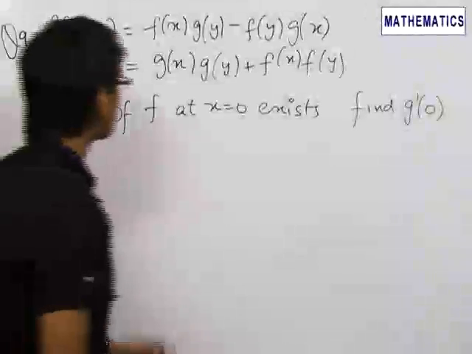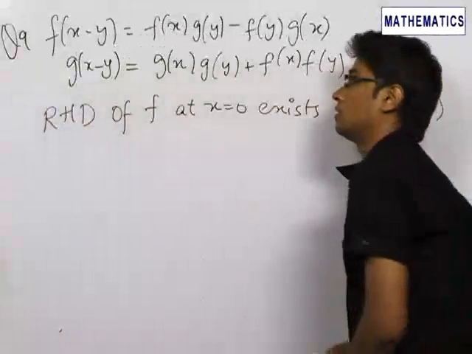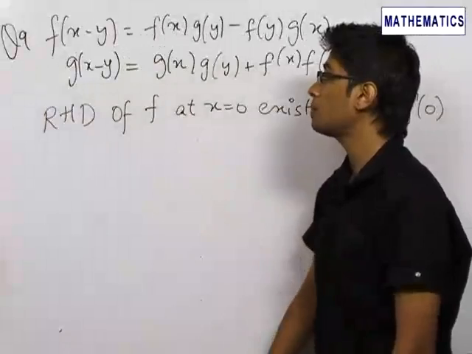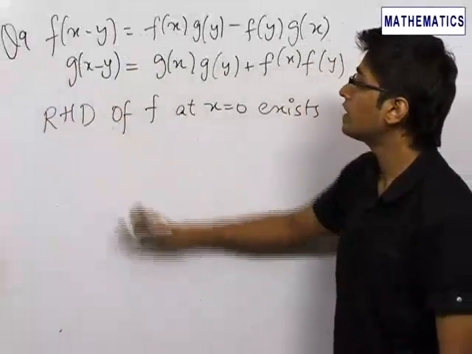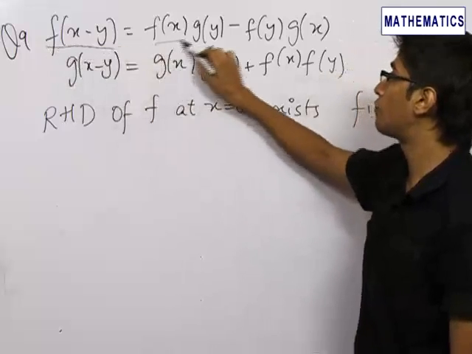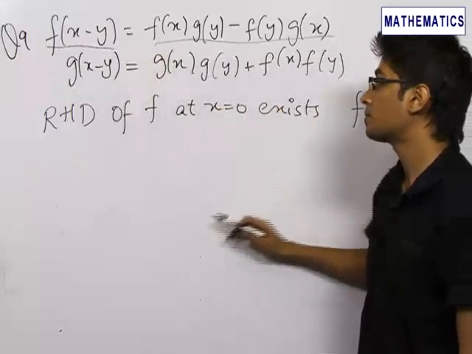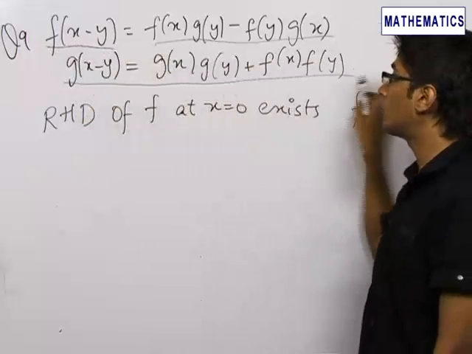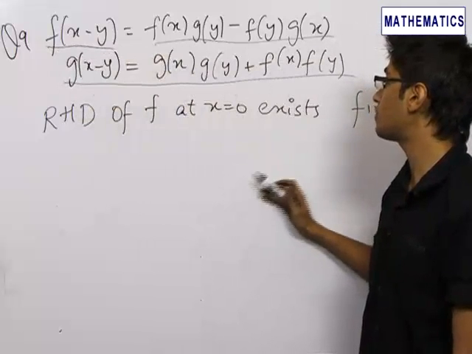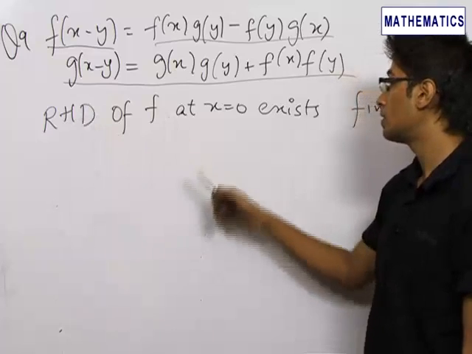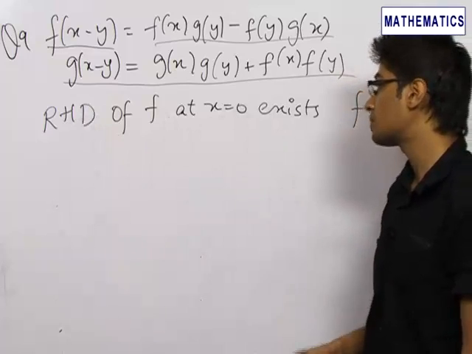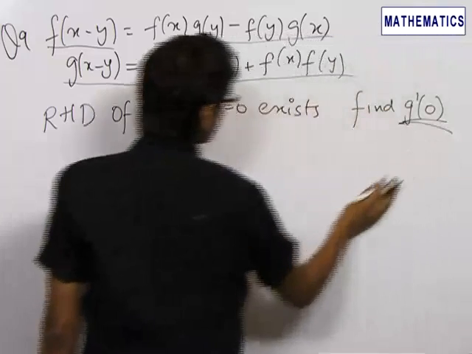This is another interesting problem which we have. This is an important problem which appeared in JEE a few years back. We are given f(x - y) = f(x)g(y) - f(y)g(x), and g(x - y) = g(x)g(y) + f(x)f(y). We are given that the right hand derivative of function f at x = 0 exists, and we need to find g'(0).